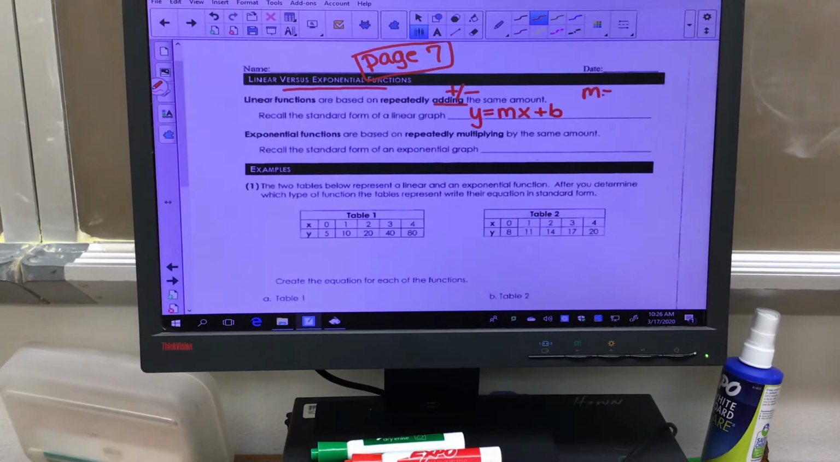M is our slope, b is our y-intercept. Exponential functions are a little bit different. They're based on repeated multiplication. So you're going to multiply or divide the same amount each and every time. The standard form of an exponential is y equals a times b to the x.